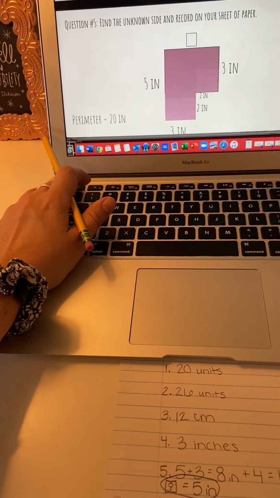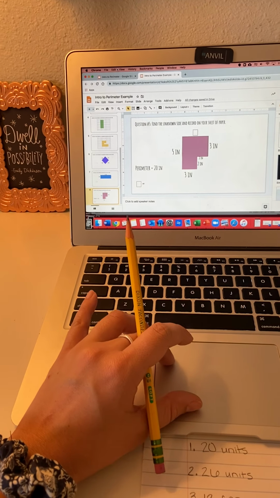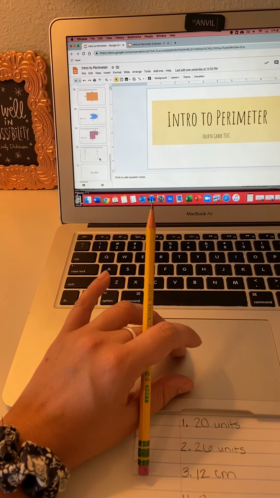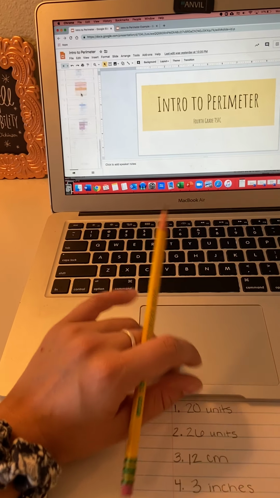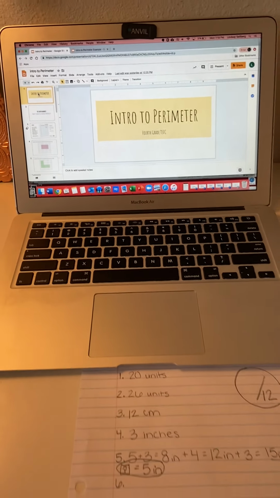So that is the end of the example video, and on your side, you'll have an answer key at the end right here. So go ahead and get started. Good luck, guys.